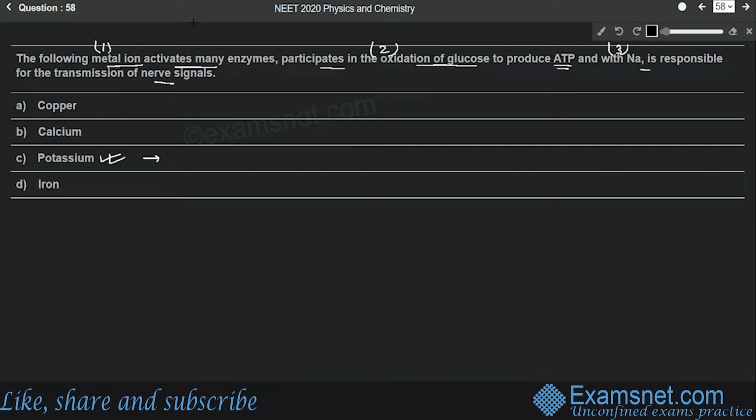Which group does potassium belong to? Group 1 of the periodic table. That means it belongs to the alkali metals. Okay, it is an alkali metal. And what is the electronic configuration of potassium? It is 1s2, 2s2, 2p6, 3s2, 3p6, and 4s1. Okay.